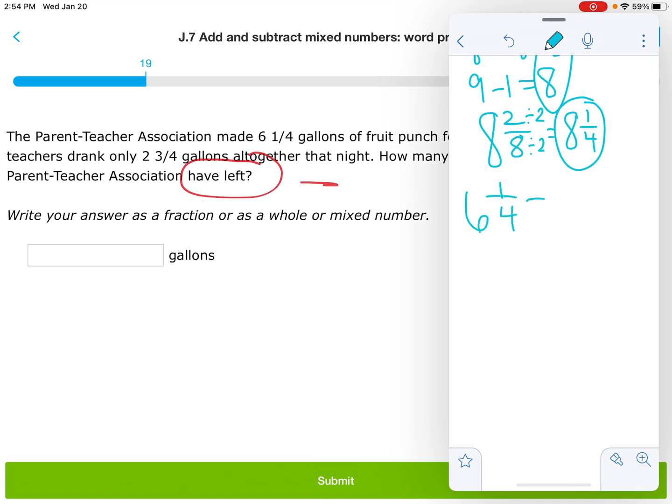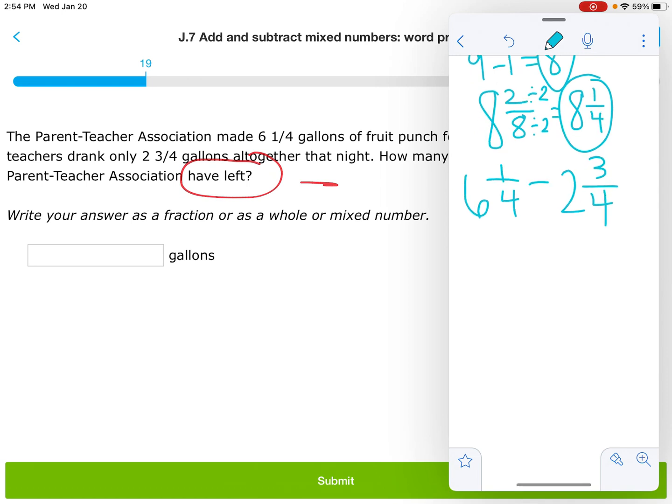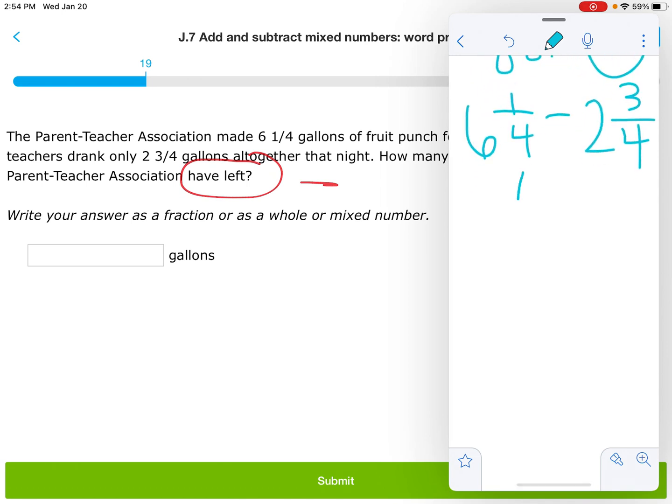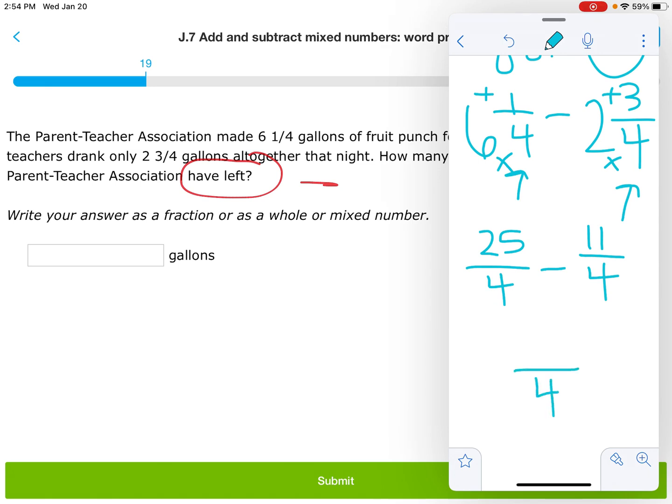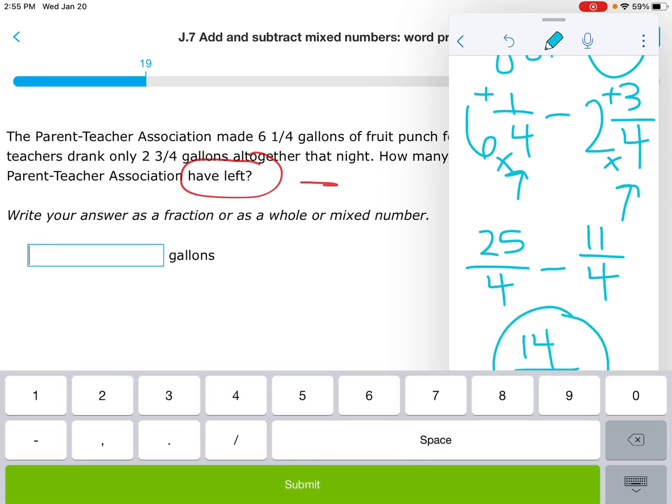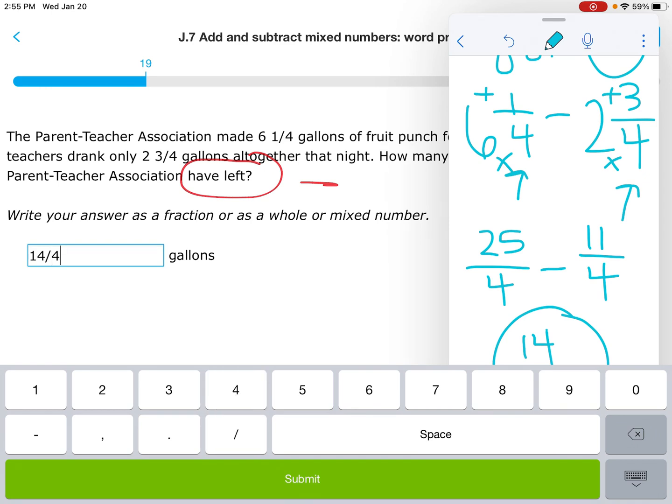Alright, so let's write this down. We're taking 6 1/4 minus 2 3/4. For this one, we're taking 1/4 minus 3/4. We can't do 1 minus 3, so let's convert it to an improper fraction. 6 times 4 is 24, plus 1 gives us 25. Our denominator stays a 4. Our other one, 2 times 4 is 8, plus 3 gives us 11 over 4. So when we subtract them, our denominator is going to stay a 4. 25 minus 11 gives us 14. And we are done.